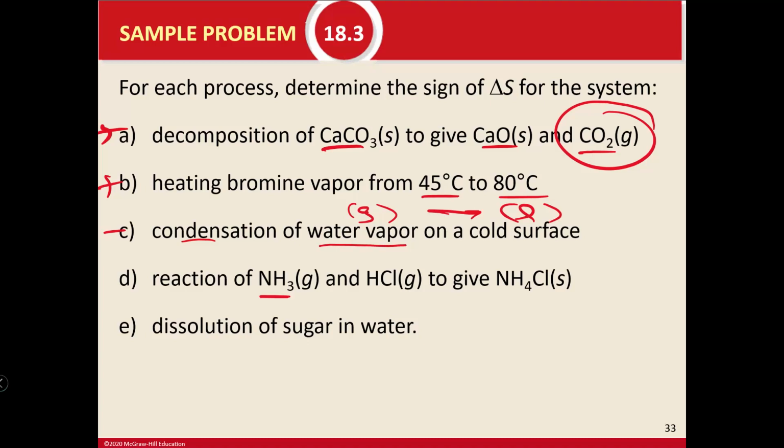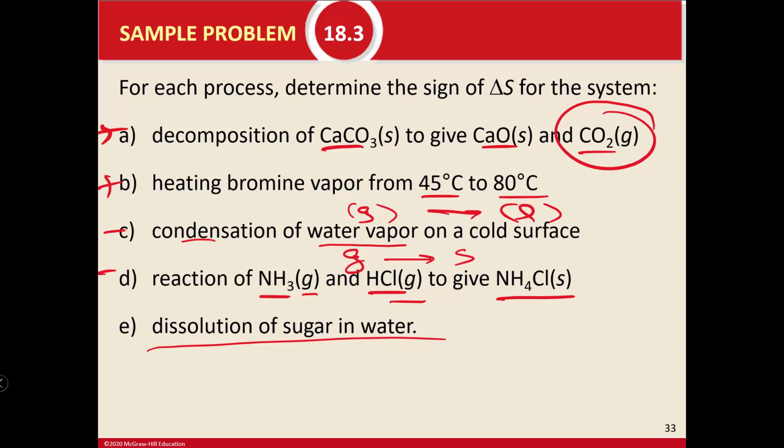Reaction of ammonia with hydrogen chloride gas. So these are both gases, and we're going to a solid. Gases have greater entropies than solids. So we're going from a gas to a solid. That's going to be a negative entropy change.